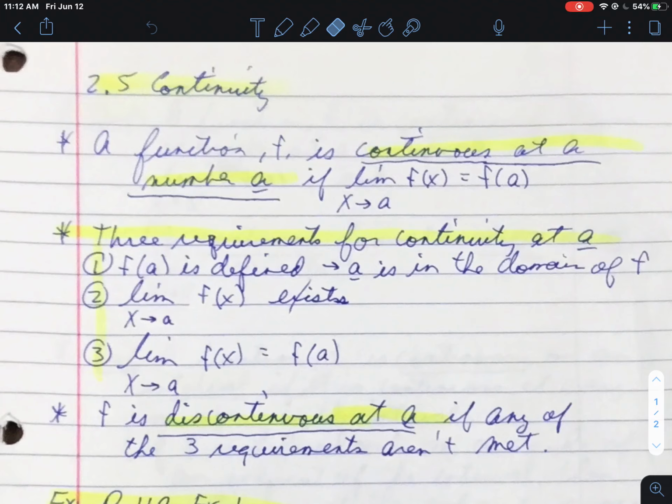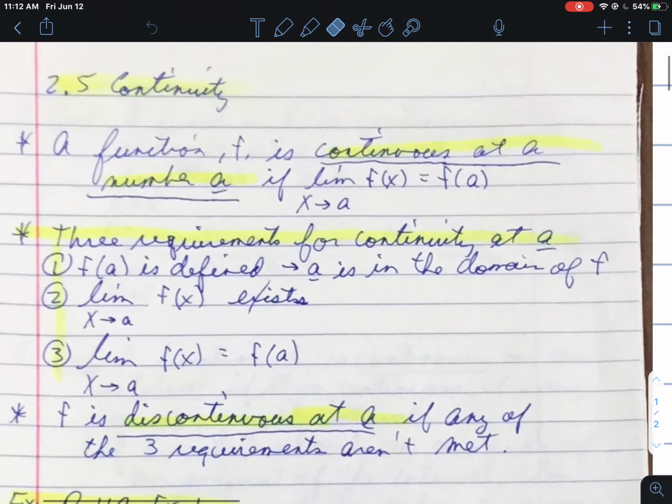All right, section 2.5, continuity. This is a pretty important section. It's a little bit of a lengthy section. There's a lot of things to talk about in this section, but continuity is an extremely important issue as it relates to some of the other topics that we're going to deal with in calculus.